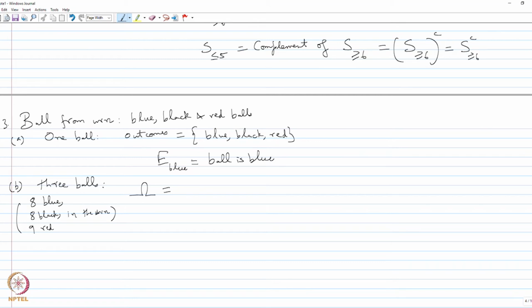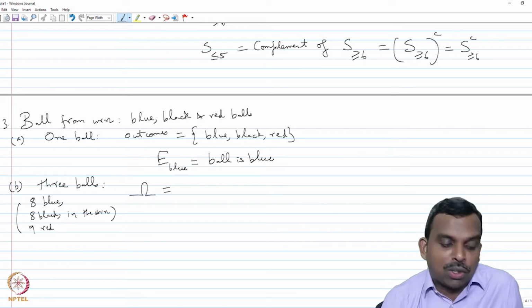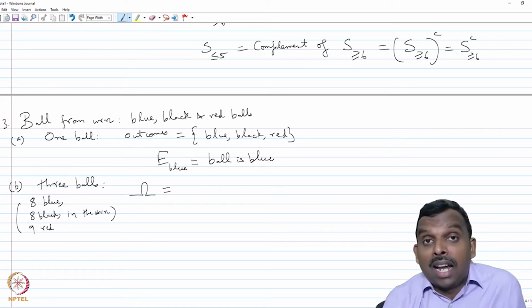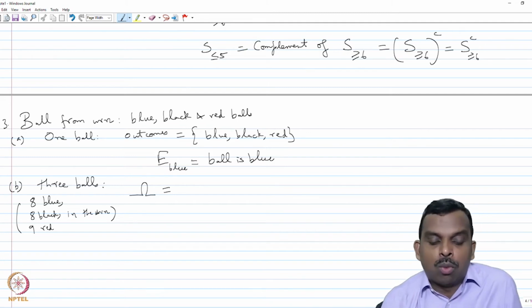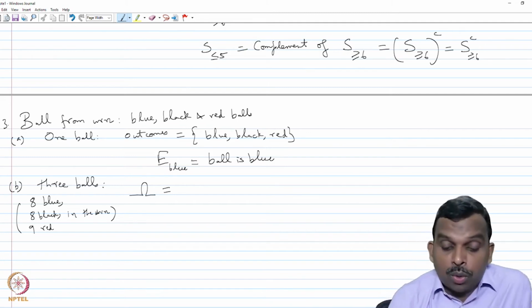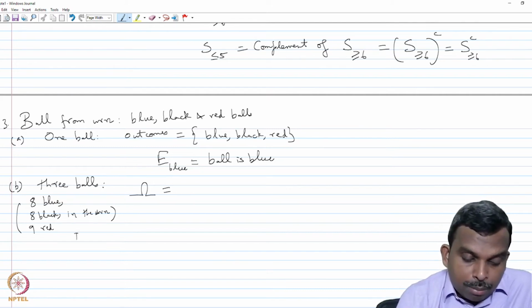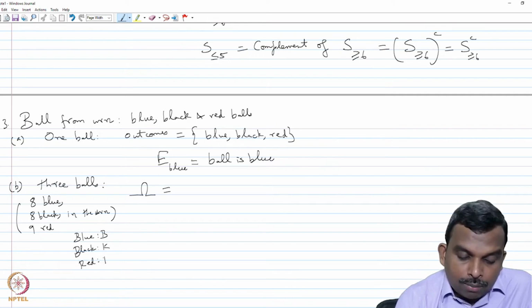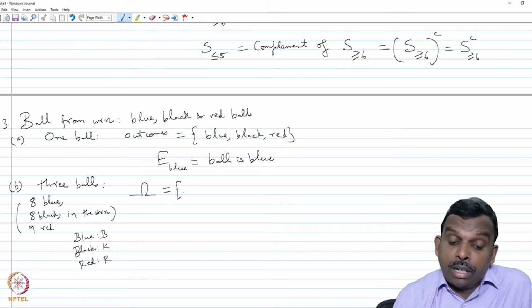I've taken these numbers of balls to be large enough so that the fact that I'm drawing 3 balls doesn't affect too much. For instance, if there's only 1 blue ball, and you're drawing 3 balls, you will only have 1 blue ball in the outcome. You can't have more than that. So I want all possibilities. I'll also have a shorthand notation. I'll denote blue as B, black I'll denote K, and red I'll denote R. Just short form.